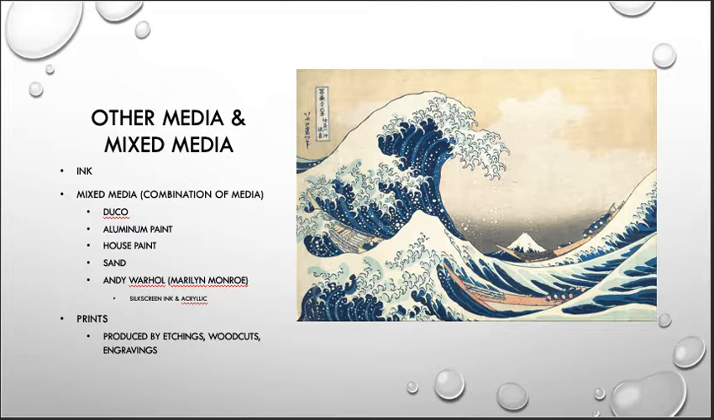And then prints. Woodblock prints were very popular back in the Northern Renaissance era. If you see the painter called Dürer, he did a lot with woodcuts or etchings, and you could make prints with those. So these are a few other media and mixed media usages, and I'm just going to keep moving here.